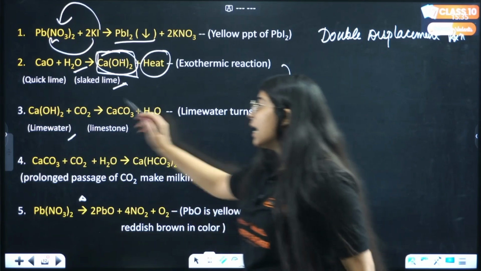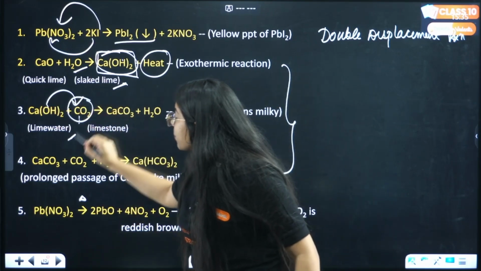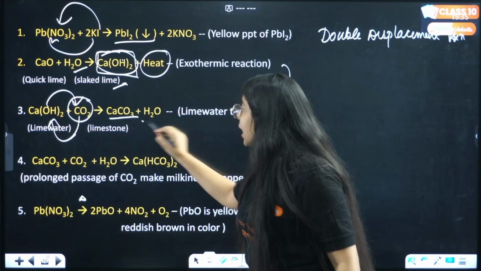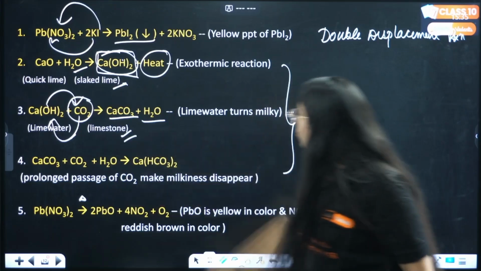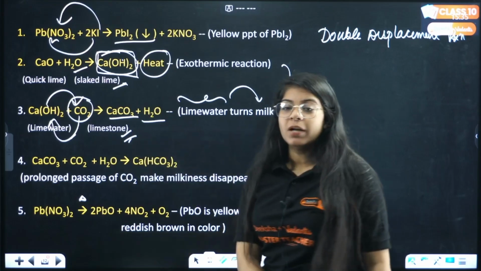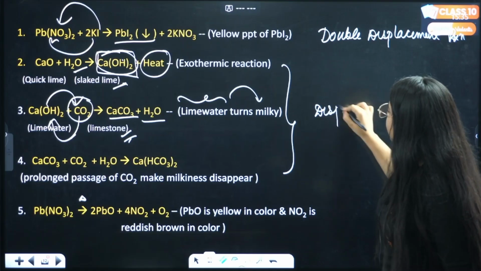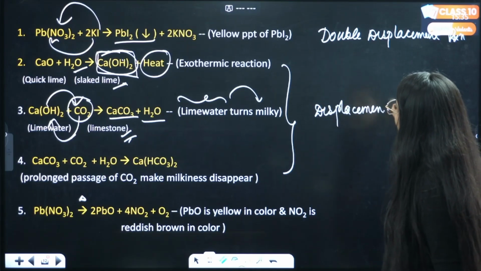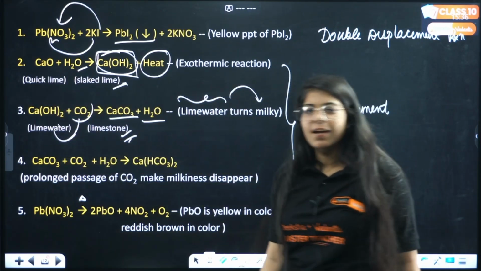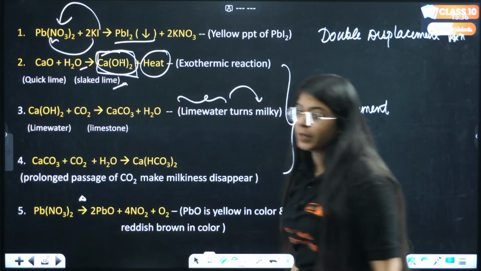Okay. If you combine Ca(OH)2 with CO2, now this CO2 replaces (OH)2. So it becomes CaCO3 plus H2O and limestone is made. That means lime water becomes a little milky. That's why we call it limestone. Right? And this becomes a displacement reaction. Why? Because this CO2 displaced the (OH)2. It was like, get away from here. So CO2 displaced (OH)2, and that is how it is a displacement reaction.